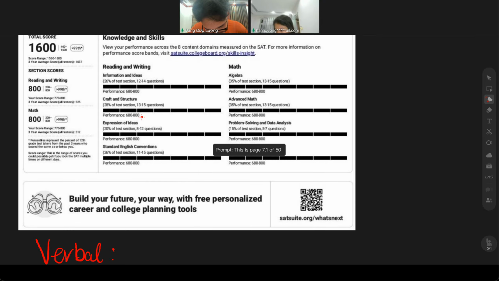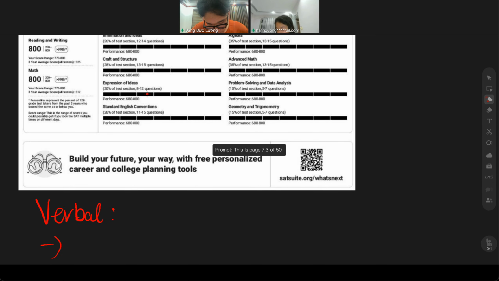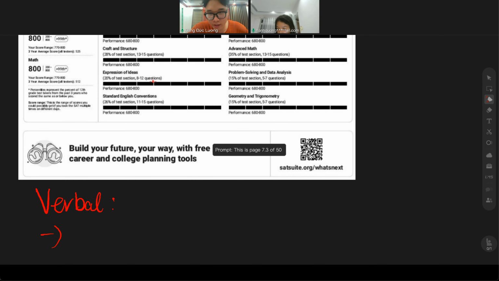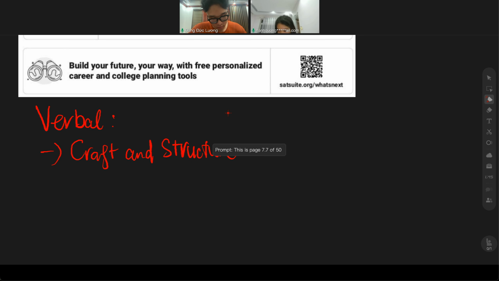I'm going to go through the kinds of questions according to the order you will do them in the real test. So the first part is craft and structure. It consists of, the first one is words in context.